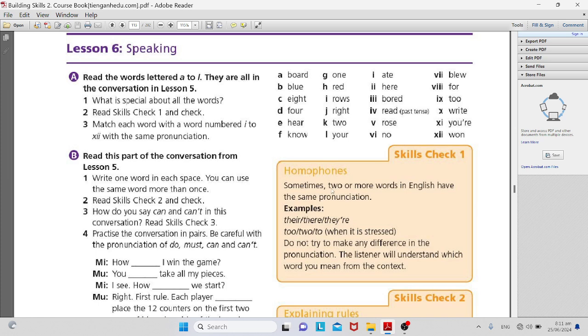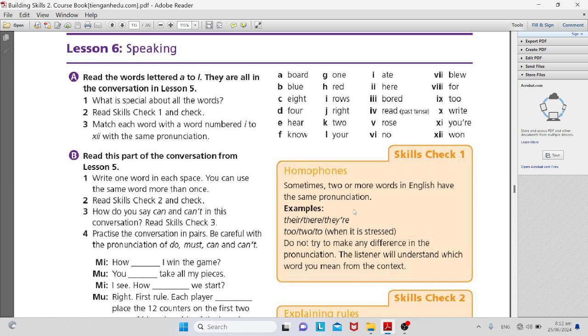Homophones: sometimes two or more words in English have the same pronunciation. Examples: there, their; to, when to is stressed. So two or more words in English have the same pronunciation, like these examples here. Do not try to make any difference in the pronunciation. The listener will understand which word you mean from the context.